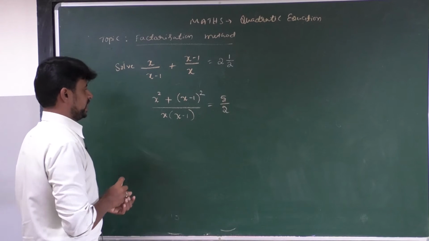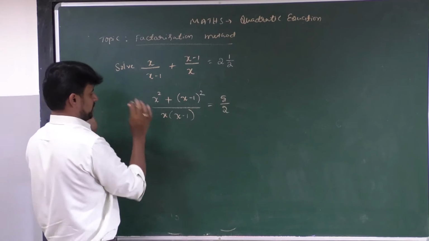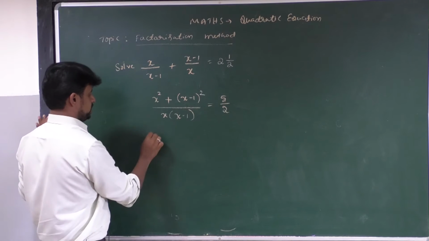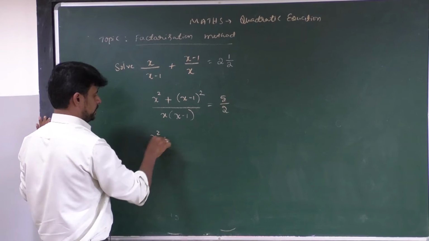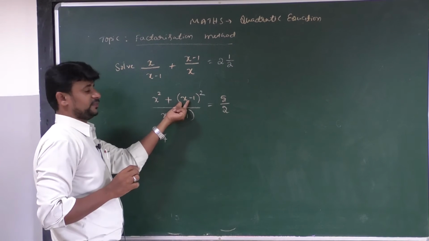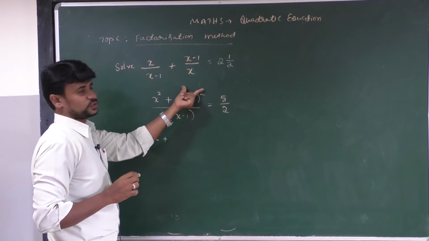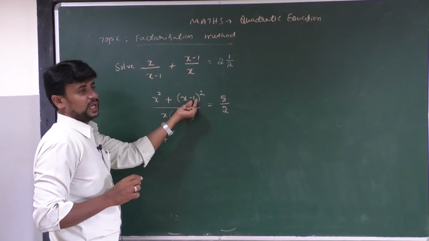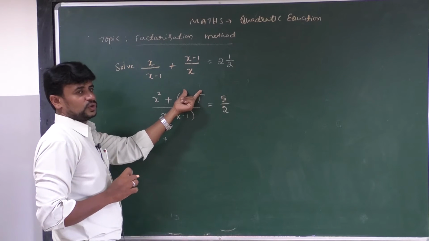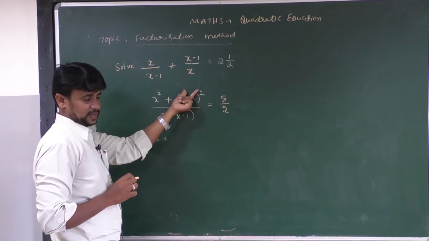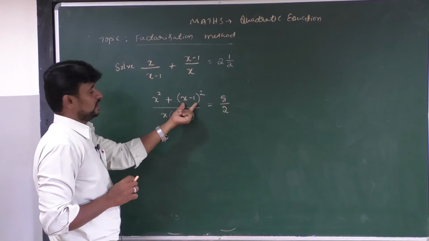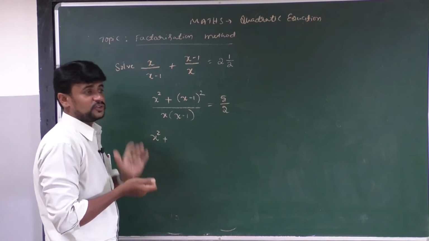In the next step, what can we do? Simplification. How can you do the simplification? x square, write as it is, plus, this is in the form of a minus b whole square. So we have to use the expansion form of a minus b whole square. Here, what is the expansion form of a minus b whole square?